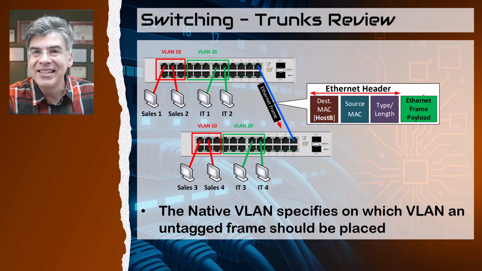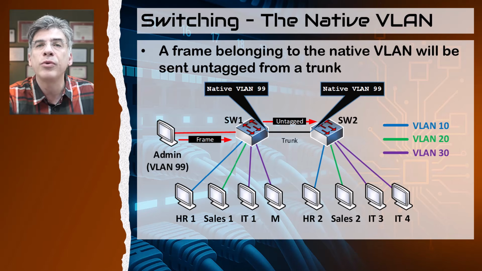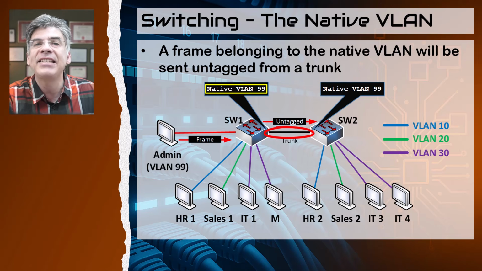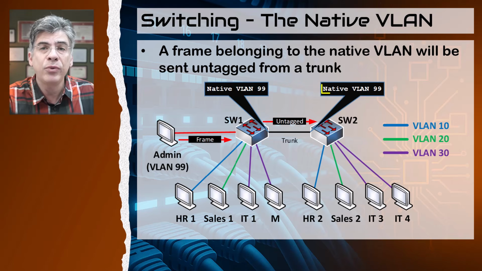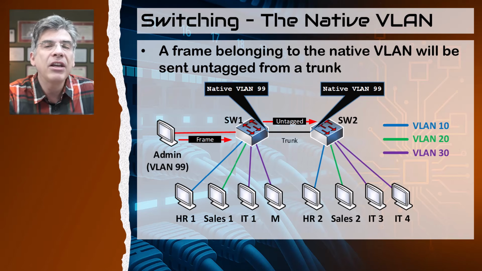Now, why is that necessary? Well, there are several reasons. First of all, by default, a trunk that sends a frame belonging to its native VLAN will send it untagged. That means that on this link here, if VLAN 99 is the native VLAN, a frame from VLAN 99 sent out of this trunk will be untagged. The receiving switch is also configured with VLAN 99 as the native VLAN, so it will place that untagged frame onto VLAN 99. But even so, why even configure a native VLAN?